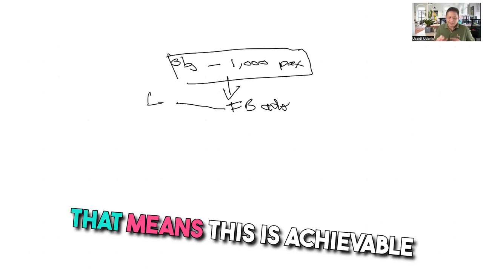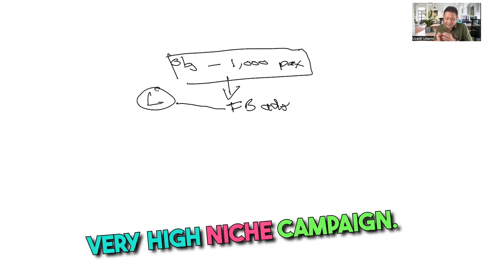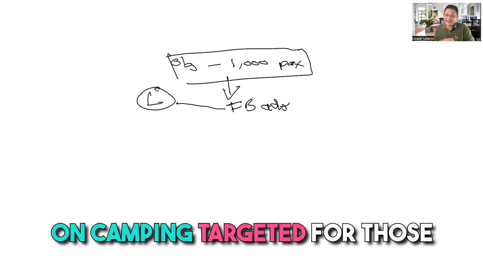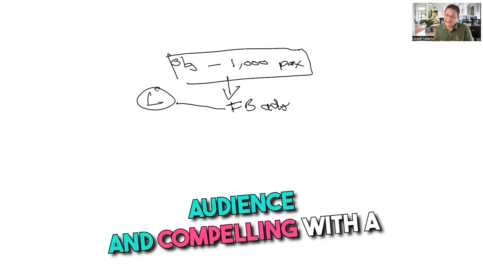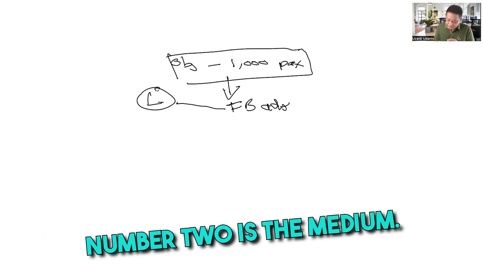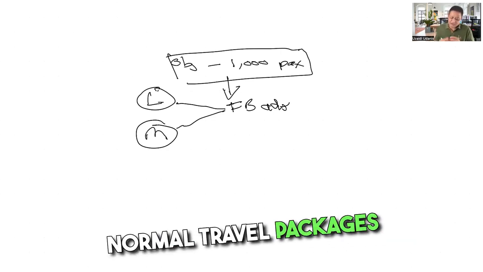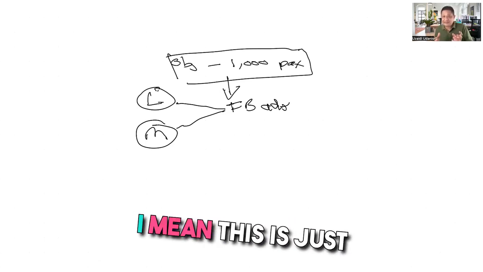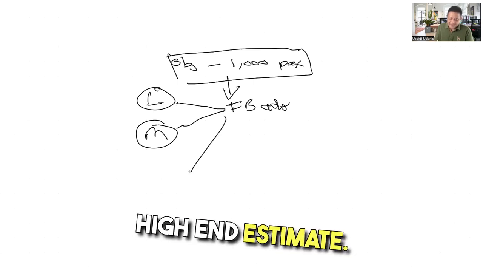One of the categories is low end. That means this is achievable with a very high niche campaign, for example, camping. Just focus on those who love to camp. It's a very well targeted audience with compelling copywriting on ads. Number two is the medium. Medium is typical, normal travel packages, with a balance of ad spend and conversion. This is a common package. And the third one is high end estimate.